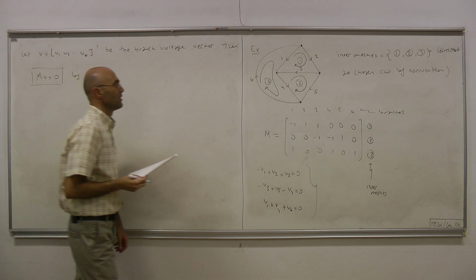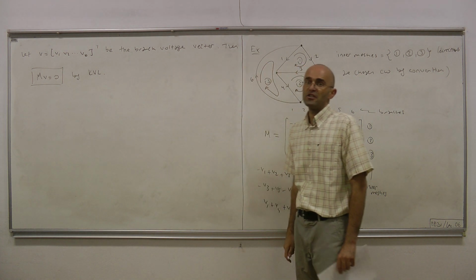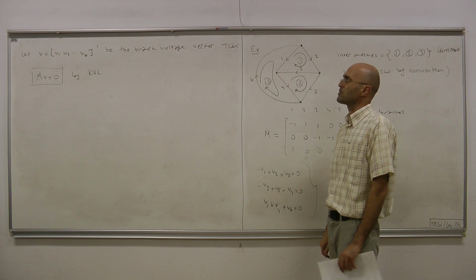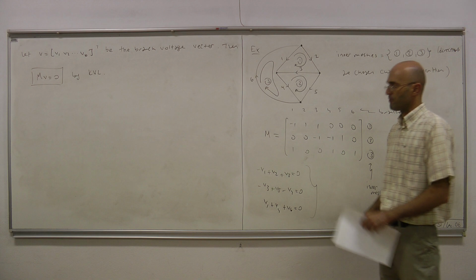Okay. So that's somehow analogous to the equation that we obtained for KCL, which was reducing this matrix times the current vector equals 0. A times I equals 0.